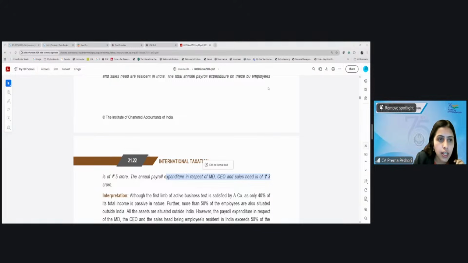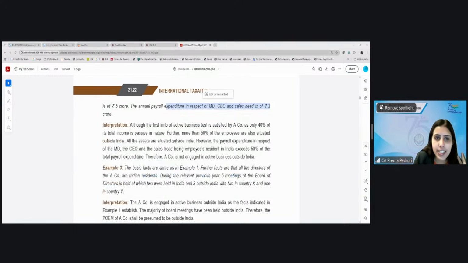So if you look, all the other tests are satisfied. Now, less than 50% of employees are situated in India. However, the payroll expenditure in respect of those employees who are situated in India is more than 50% of total payroll expenditure. So if all the four conditions are not satisfied, the ABOI test fails.